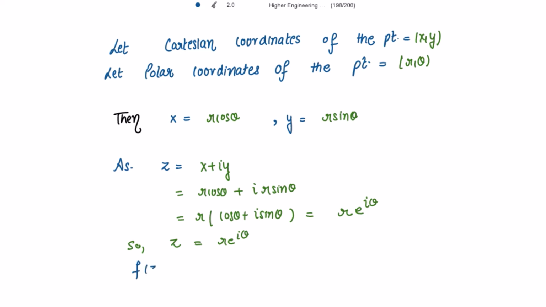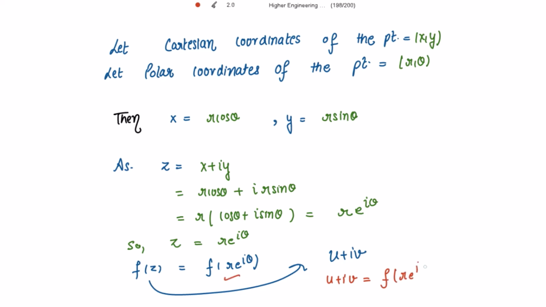So what will be f of z? This is f of r e to the power iota theta. And we also know that if z is x plus iota y, then f of z is u plus iota v. So that means I can write that u plus iota v is equal to f of r e to the power iota theta. Yes. And marking this as 1.